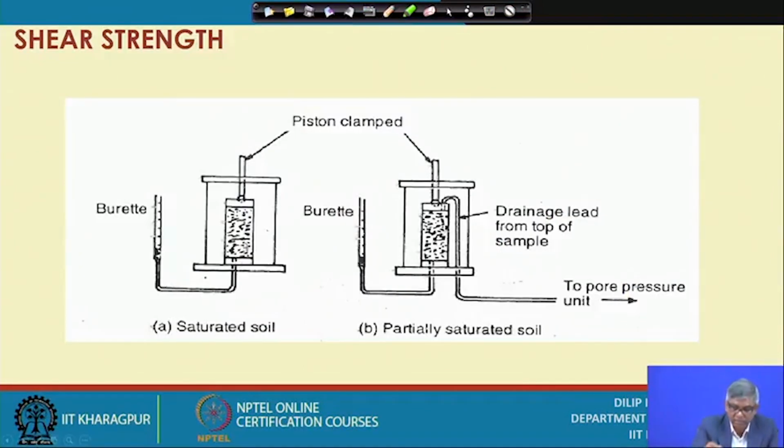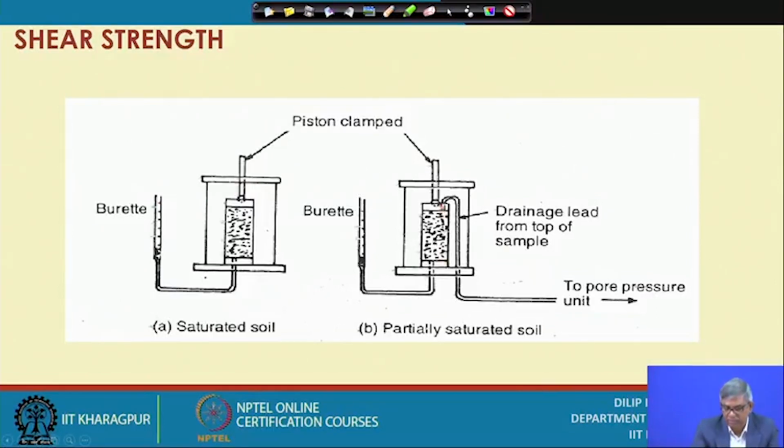We keep a porous stone here, and through this the water will come out when the confining pressure is applied. We keep a burette, and we will see the water mark changing, and after some time you will see there is no change. That indicates that the pore pressure has totally dissipated.